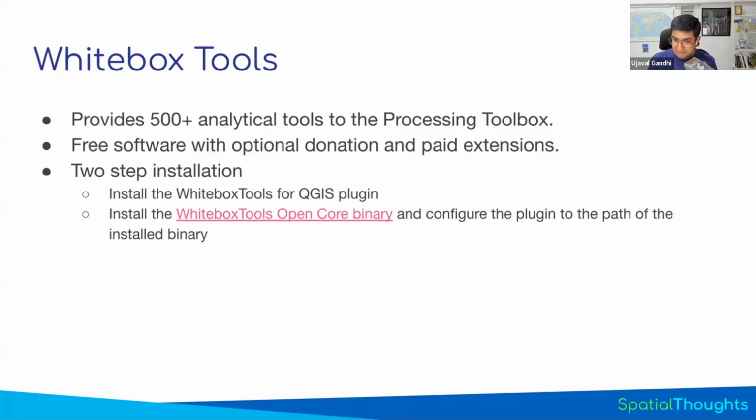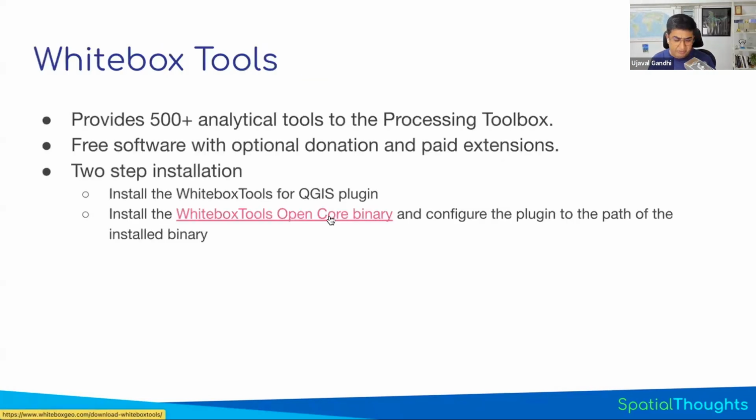So you go to the website, download the Whitebox Tools binary. It'll be an exe file for Windows, bin file for Mac or Linux, and you just put it somewhere on the computer. Then you go to Whitebox Tools for QGIS and say, this is where my binary is. So when you run the tools, it'll call that binary.